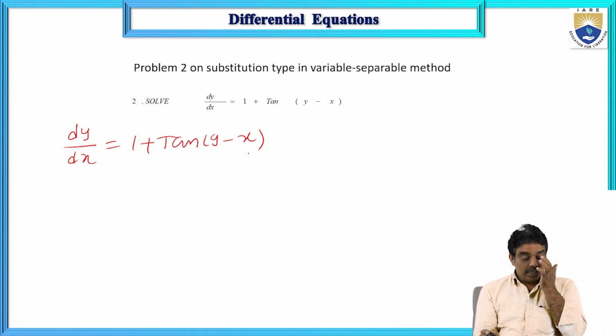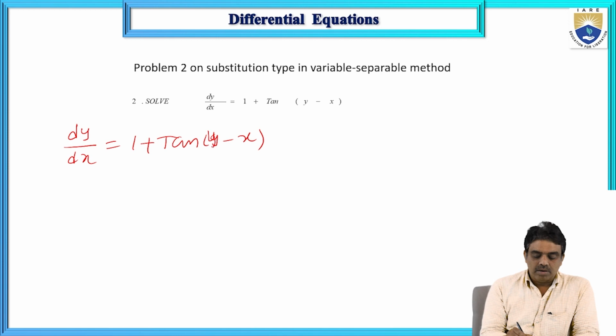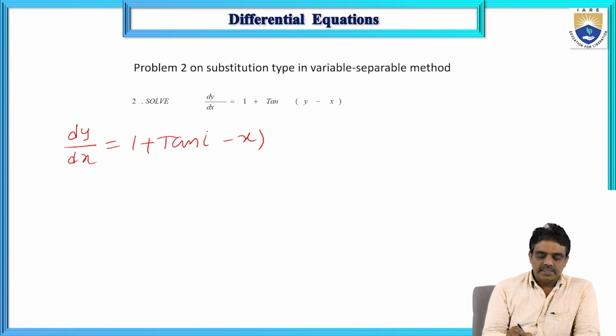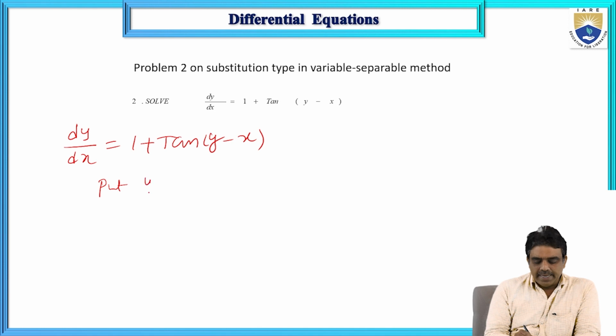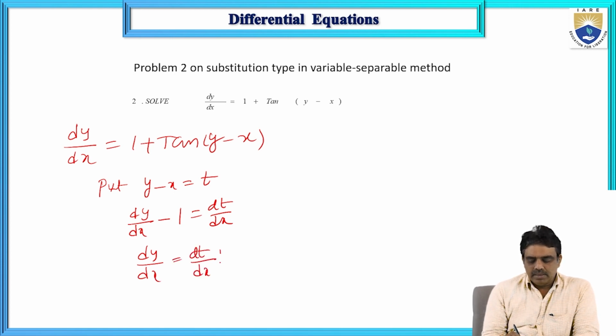So what method is to be applied? Variable separable form is not directly possible because the variables cannot be separated. So what to do? We have to take some substitution. Put y minus x is equal to some other variable t. Then on differentiating with respect to x, dy by dx minus 1 is equal to dt by dx, or dy by dx is dt by dx plus 1.